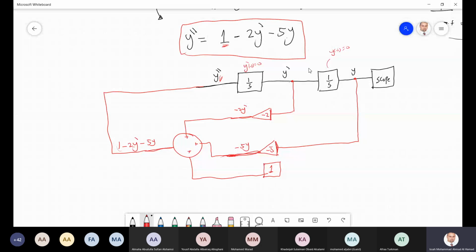Is the second example clear? Is it clear, guys? Both of the examples?